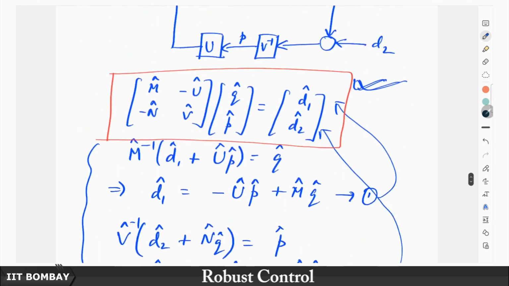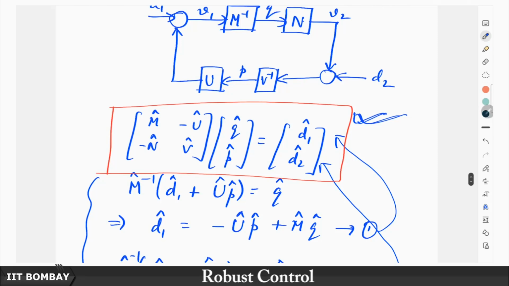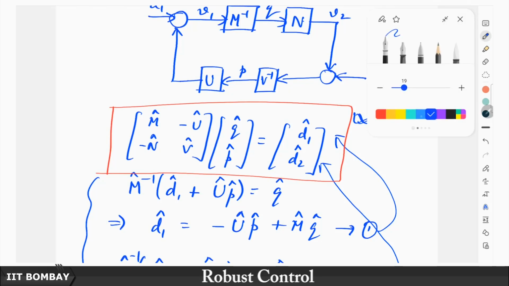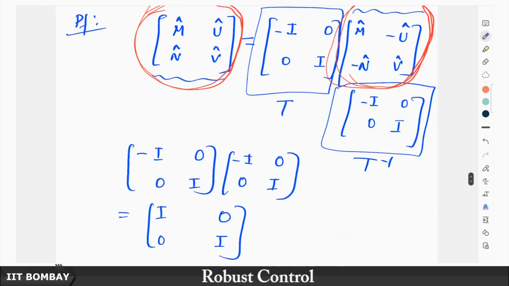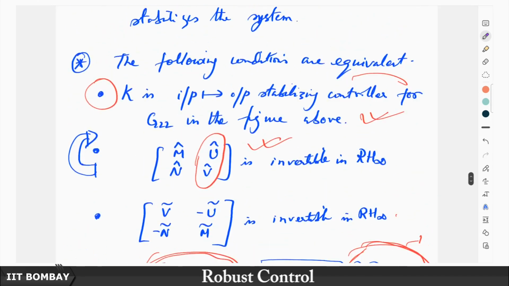So, therefore, the inverse of this object, this fellow, let me mark it in some other color, purple color, is exactly that map, which is taking signals D1 hat, D2 hat to Q hat, P hat, and that must be in RH infinity by our argument, and therefore, the inverse of this purple circled block, this matrix, that is m hat minus u hat minus n hat v hat, must be in RH infinity, but that is exactly what we were required to prove from the very outset. And therefore, I would argue that this completes the proof of this particular result.